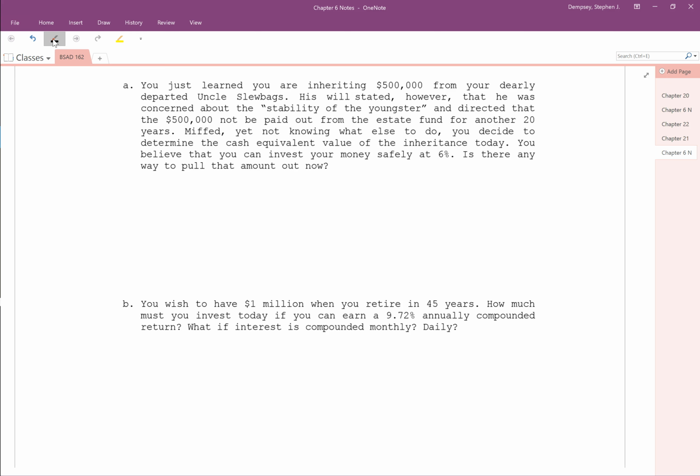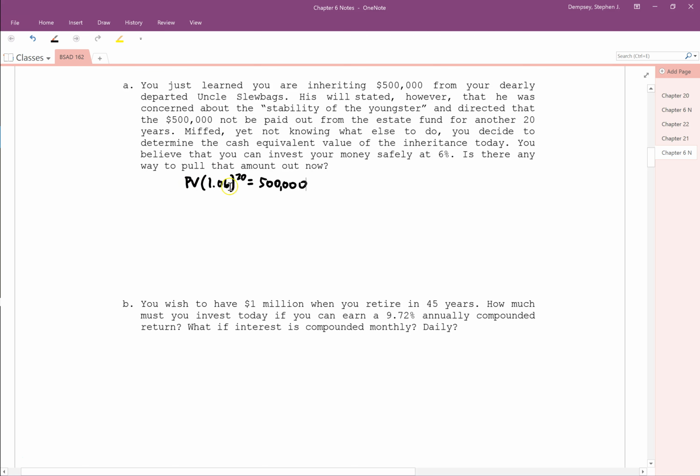$500,000 is in the future. It's not going to be paid out for 20 years. What is the value today? So it's bringing it backward on the timeline. In other words, if we were to solve this algebraically, some present value today times 1 plus the interest rate of 6% after 20 years equals 500,000. And the question is, well, what is that present value? Some amount invested at 6% for 20 years would equal 500,000. And that's called the cash equivalent value today.